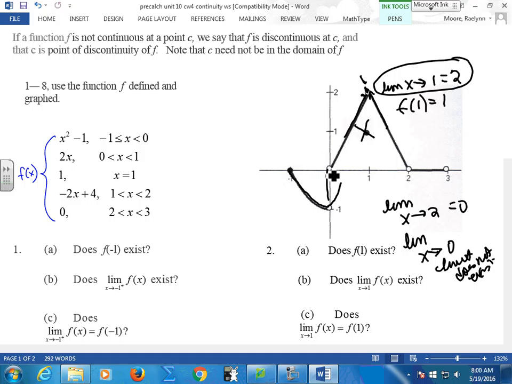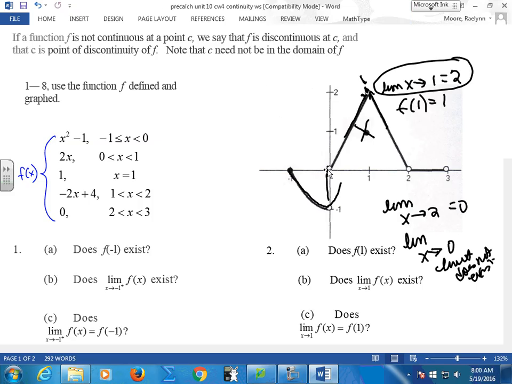Am I approaching from the positives or the negatives when I come from here? From the left or from the right? From the left for 3. If I'm approaching from the left-hand side, what would my limit be for this guy? What's my y value? 0. From the right-hand side, it does not exist. There's no right-hand side here.